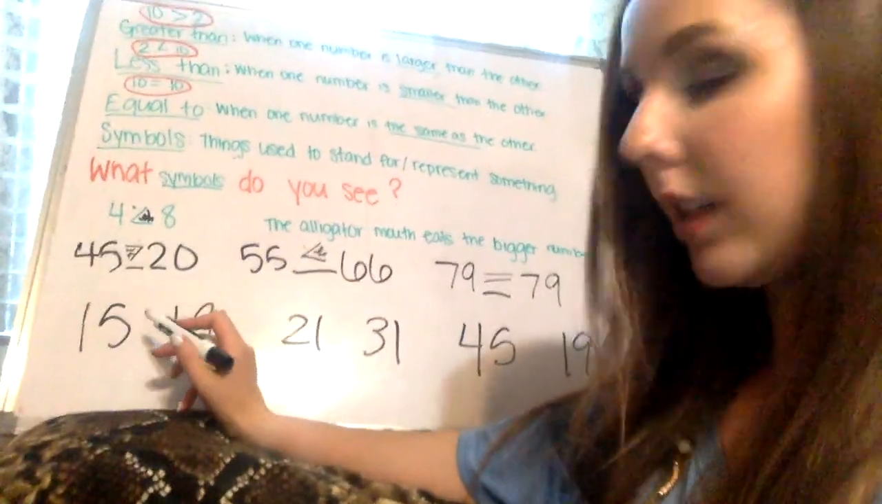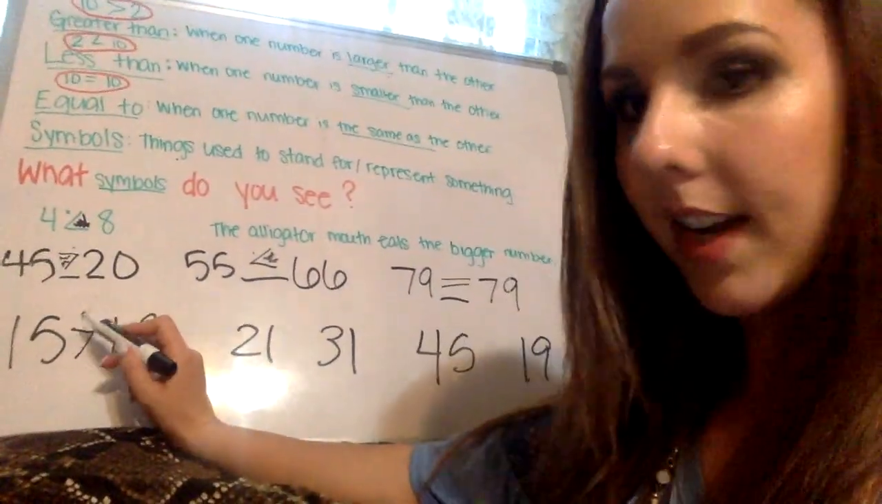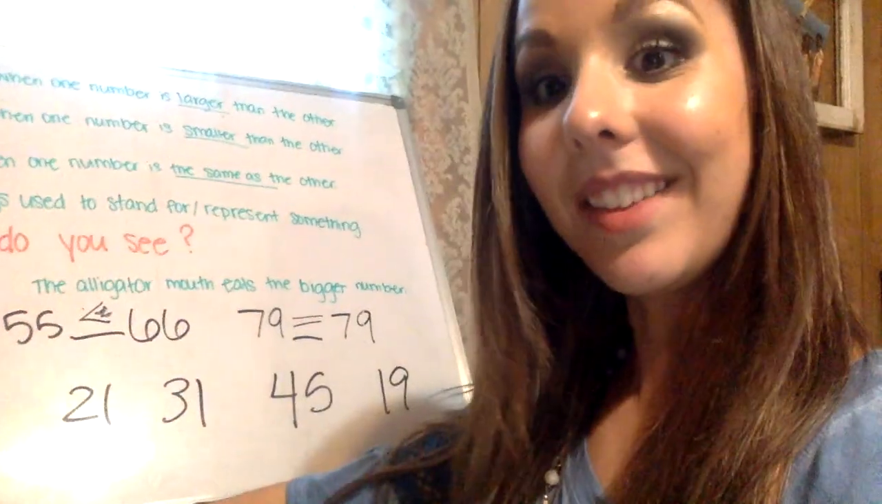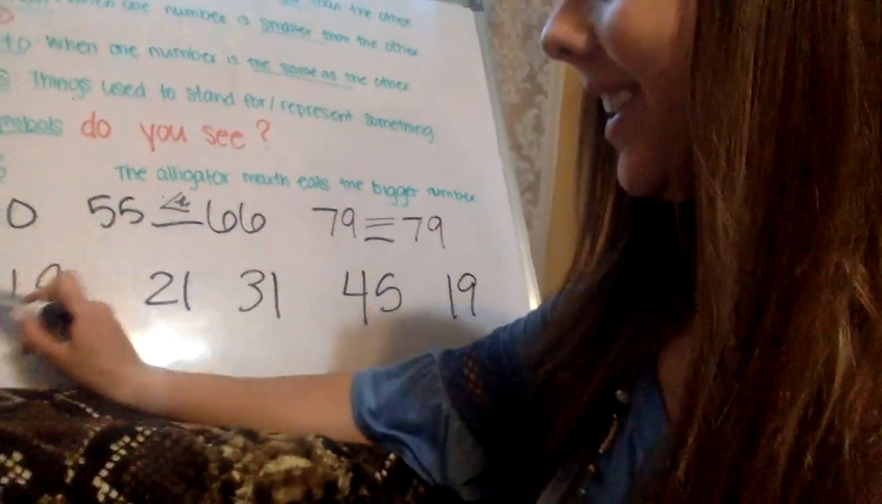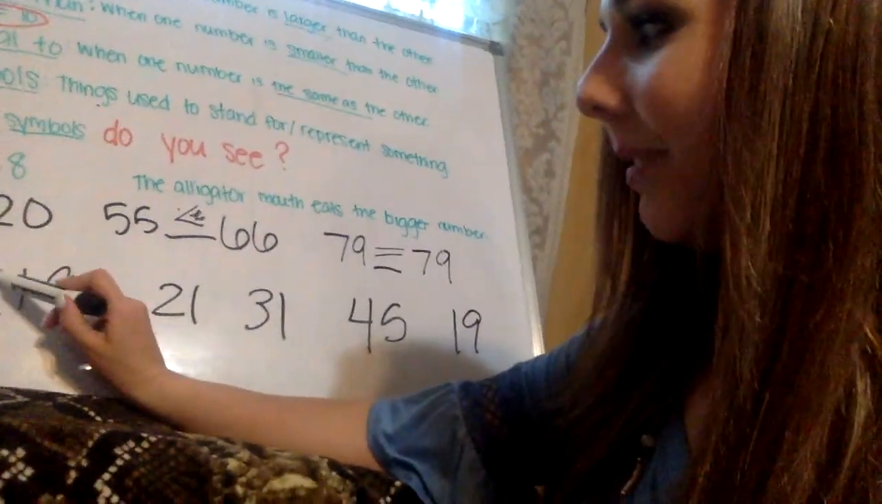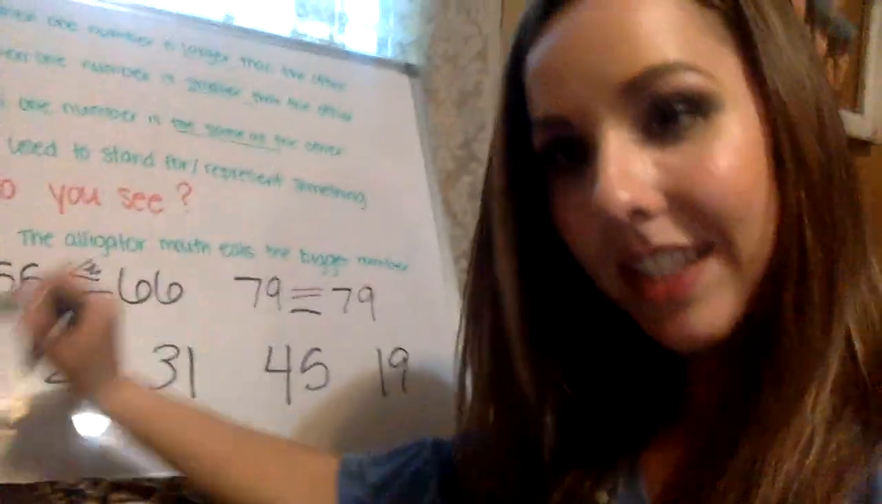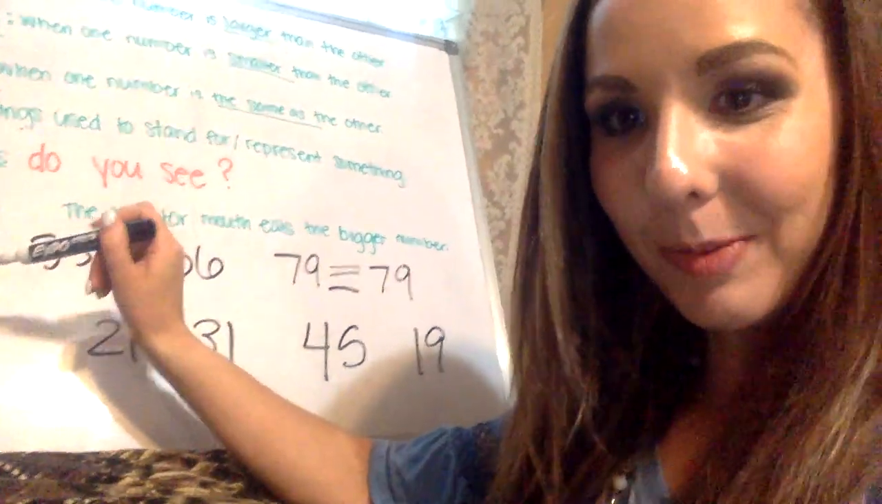And just to review our terms before we're done with this, 15 is greater than 19. Wait, I just messed up. Don't do that. 19 is greater than 15 because the alligator has to eat the bigger number, and that's what I thought about that had me check that.